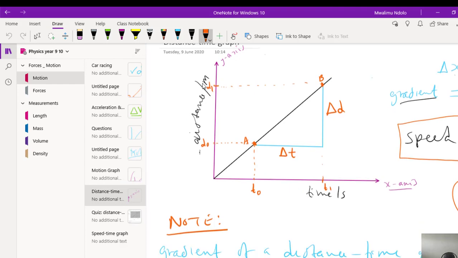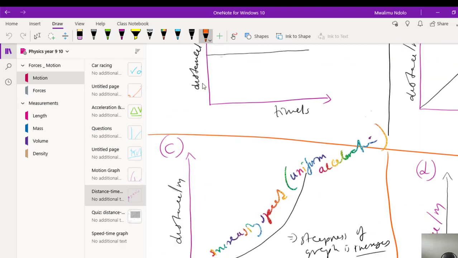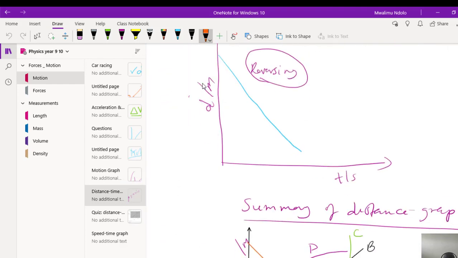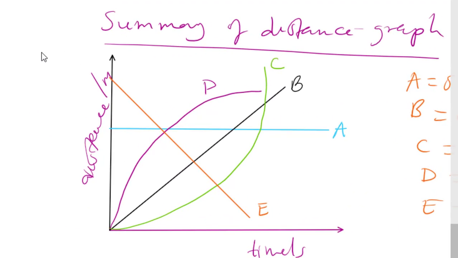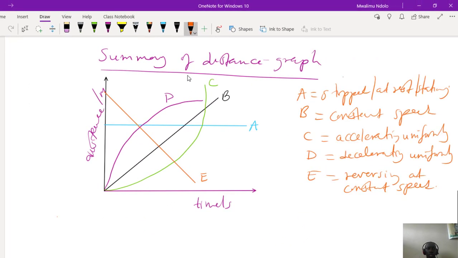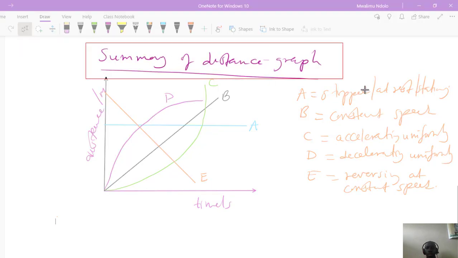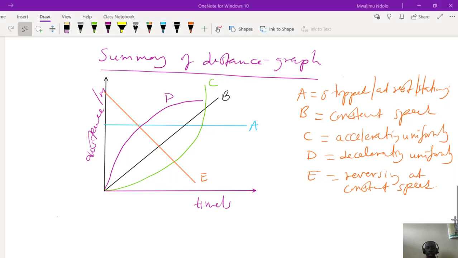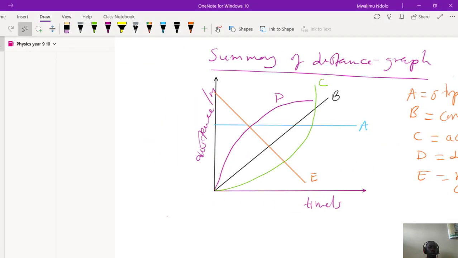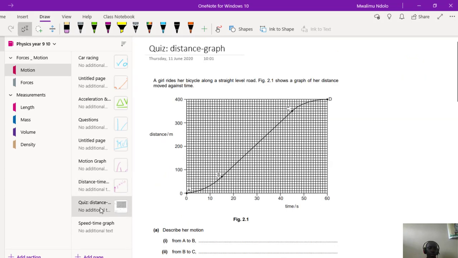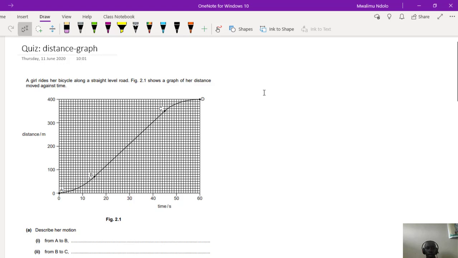This is what we did in class, a summary of distance-time graphs. It's down here, just a minute. Oh, wonderful, it's here. I'm just going to take a snapshot of this, just a screenshot. Then we're going to compare it with what we have from the question, which is this one here. Alright, so we have the diagram there.